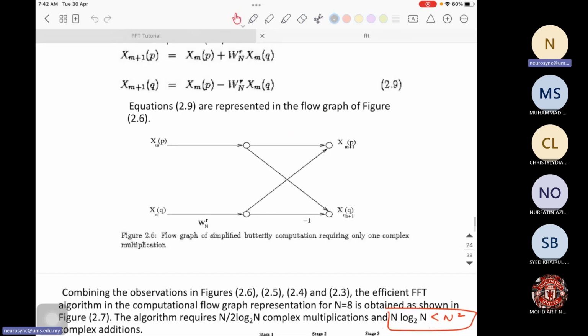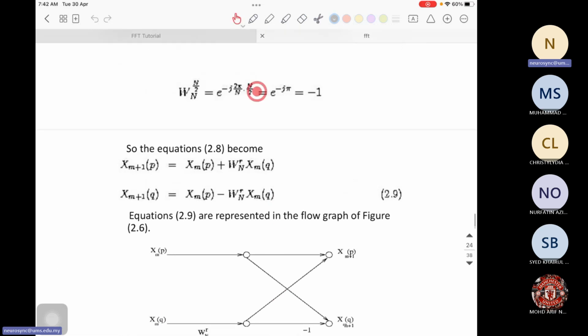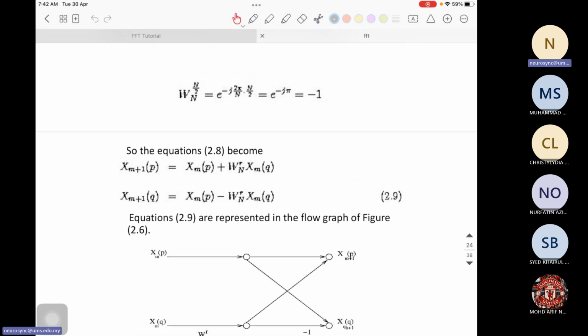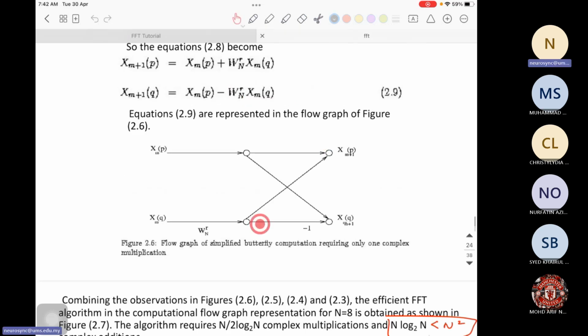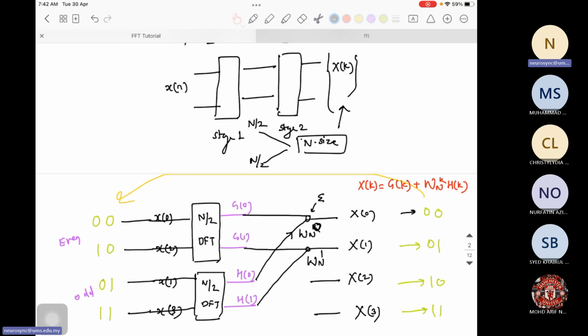Now if you simplify this, x of p and x of q is nothing but what? This x of p is this plus omega n r times this. And this term is always minus 1. Why is this minus 1? We have done this calculation. This is basically W n by 2. If you solve this, you will get minus 1 here. Therefore, this is always minus 1. Please follow the steps here.